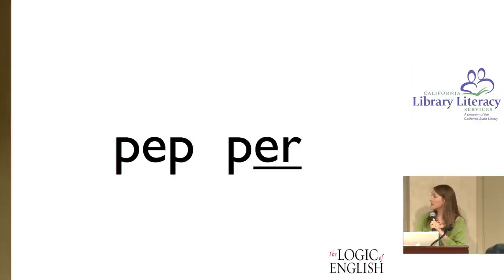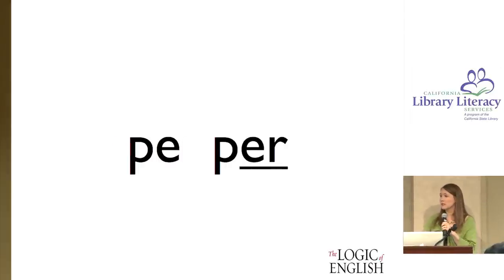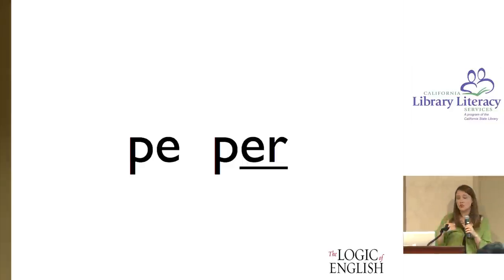Now, notice there are two p's here. When we have two p's, it closes the syllable, so the vowel is not at the end. What would it say if we only had one p? Peeper. That's often the reason for double consonants in English. It's to close that syllable so the vowel says its short sound.